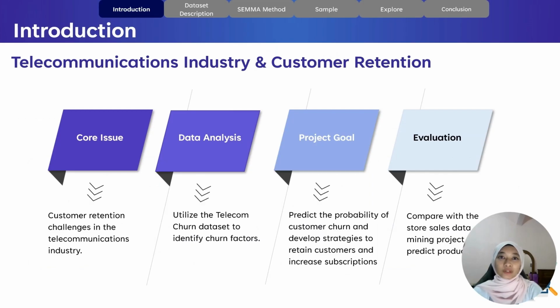A bit of introduction to the telecommunication industry and customer retention, where the main point that we would like to highlight is the customer retention challenge in the telecommunication industry, where it has become an important metric for assessing company performance and longevity. For this project, we'll be utilizing telco customer churn data to uncover underlying and contributing factors to subscriber attrition. In addition to that, there will be a comparative analysis with the store sales data that was conducted by a previous project.